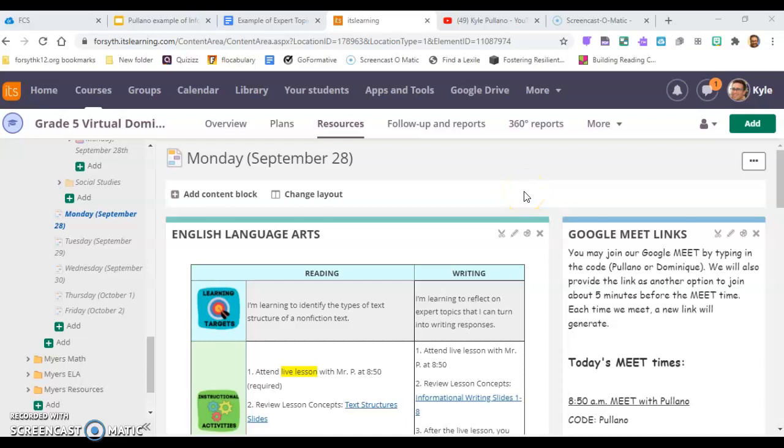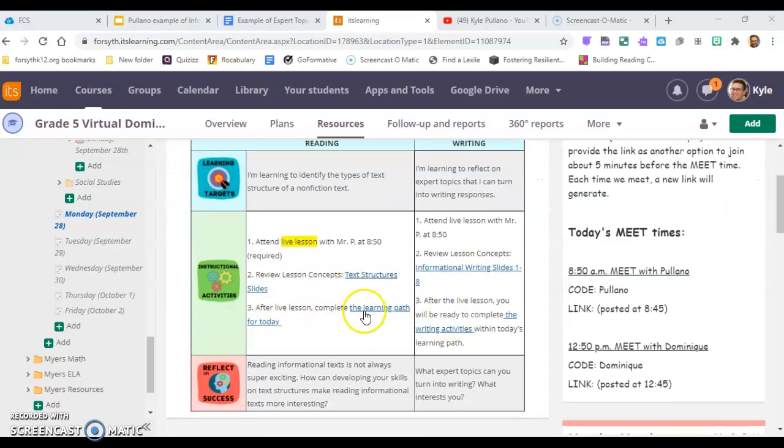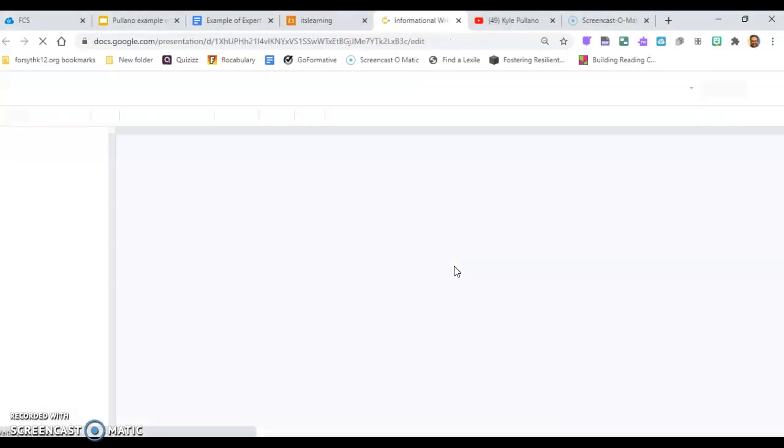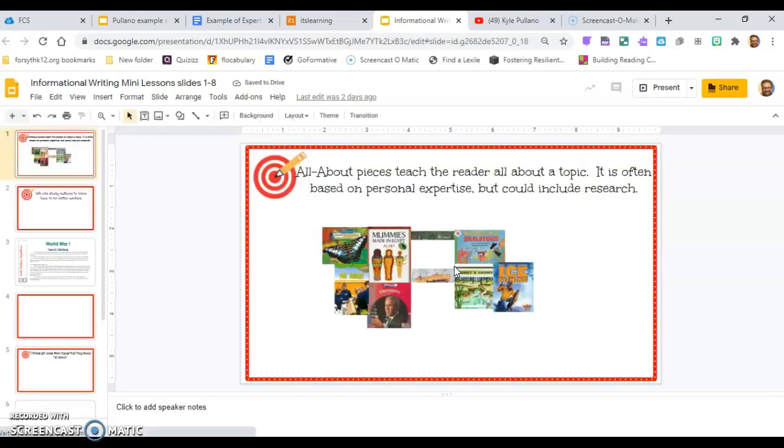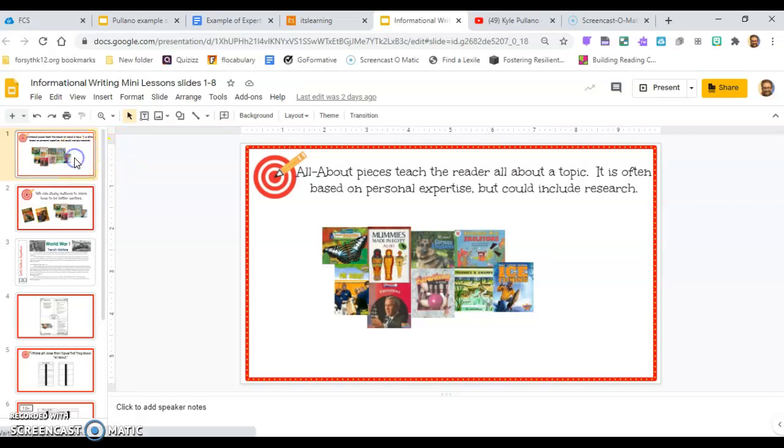Hey, so for today and this week, we're going to focus on writing some informational pieces. We have the learning path here for language arts, and built within this learning path is the writing portion. You'll have these slides available. Each day, there'll be some slides to walk you through the next process of your piece, so you're not writing it all at once.